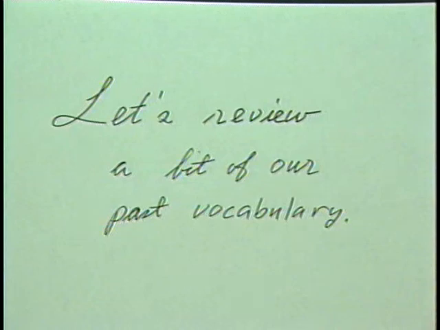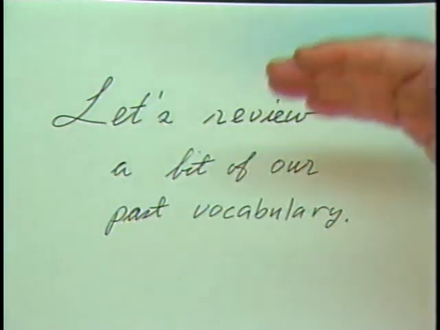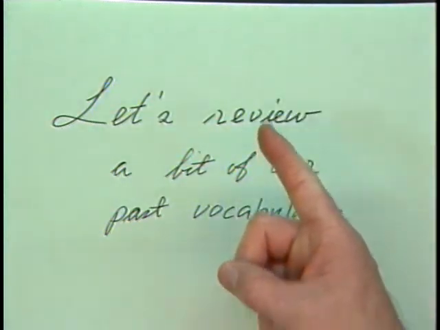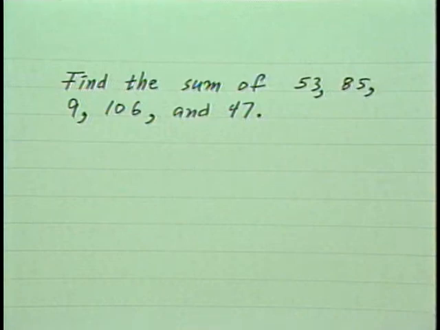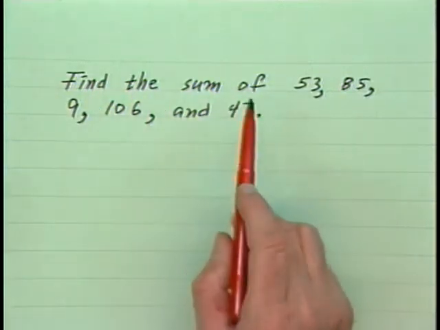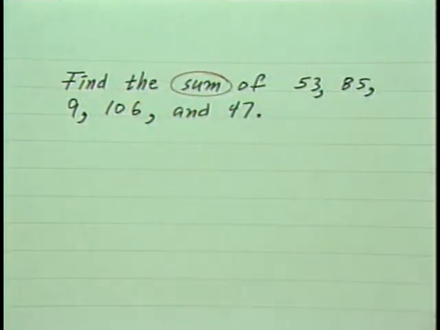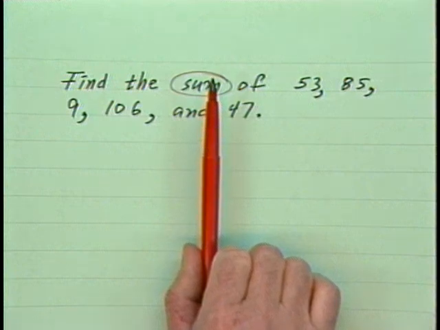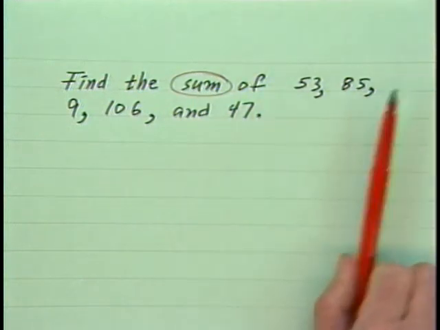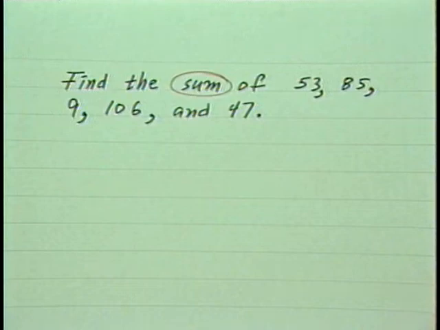So while doing these lessons of learning new vocabulary, let's, as a part of each of these lessons, constantly review a bit of our past vocabulary so we can tie all of that together in the near future. Some simple ones to get warmed up. Find the sum of anything. Remember, the sum is simply a vocabulary word which indicates the results of having added. Added what? Well, in this case, these 5 numbers.